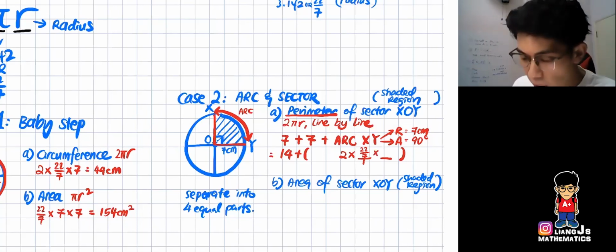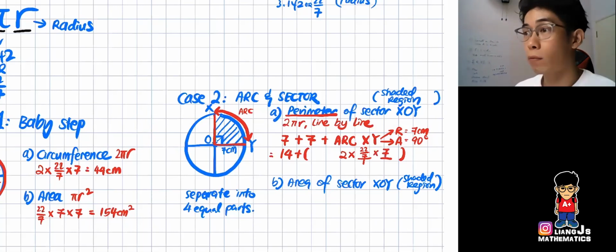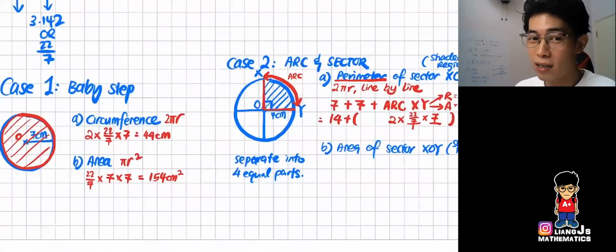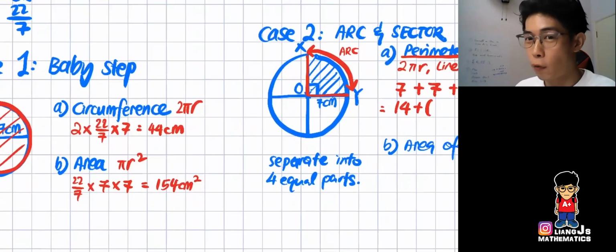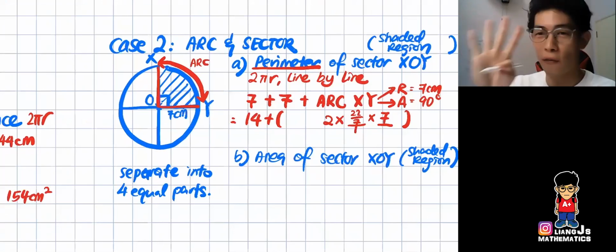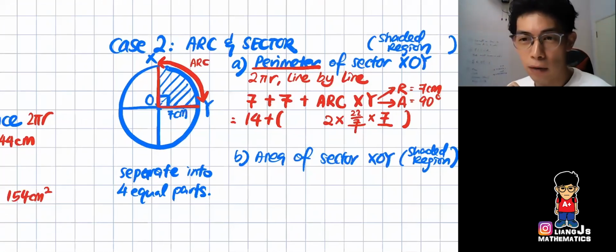Okay, so radius being 7, so I put 7. And now look at this, 2 times 22/7 times 7, you know the answer is 44 cm already, right? You know it's 44 cm. So in order to get that arc XY, you know the fast way being take this whole thing, divide by 4. And you'll get 11 cm, right?